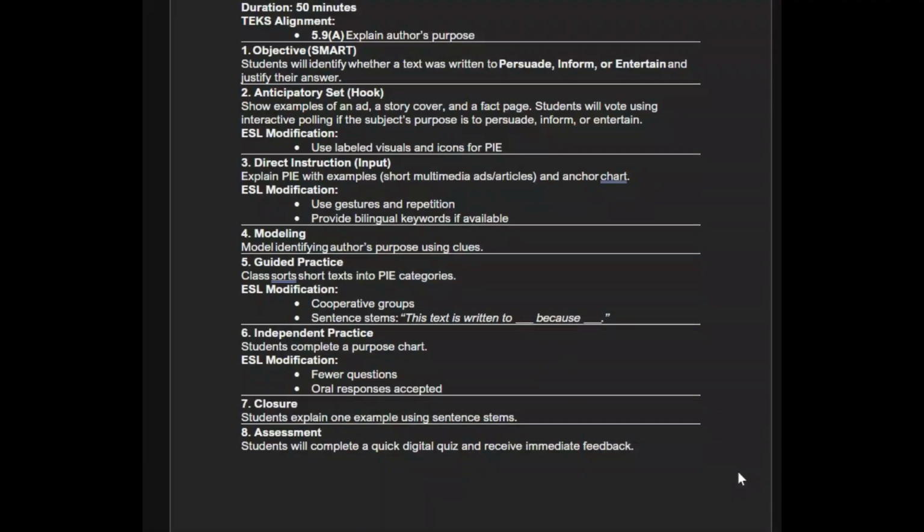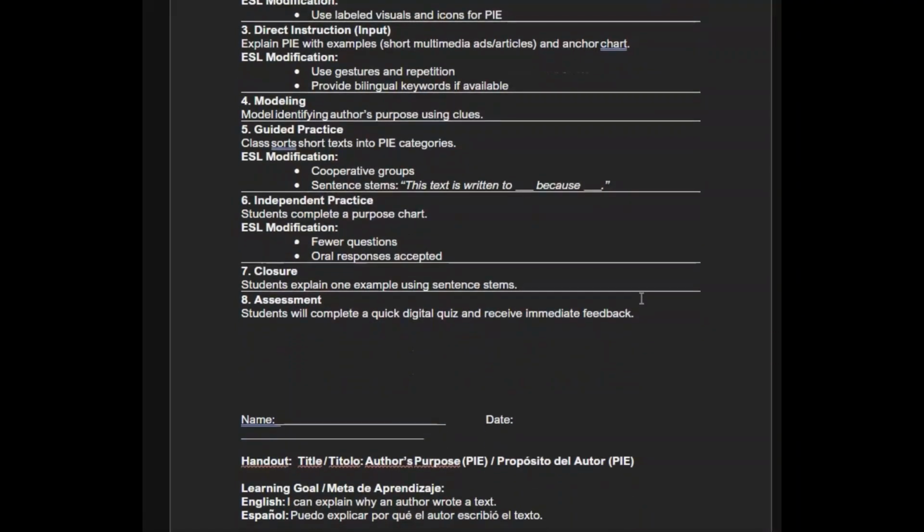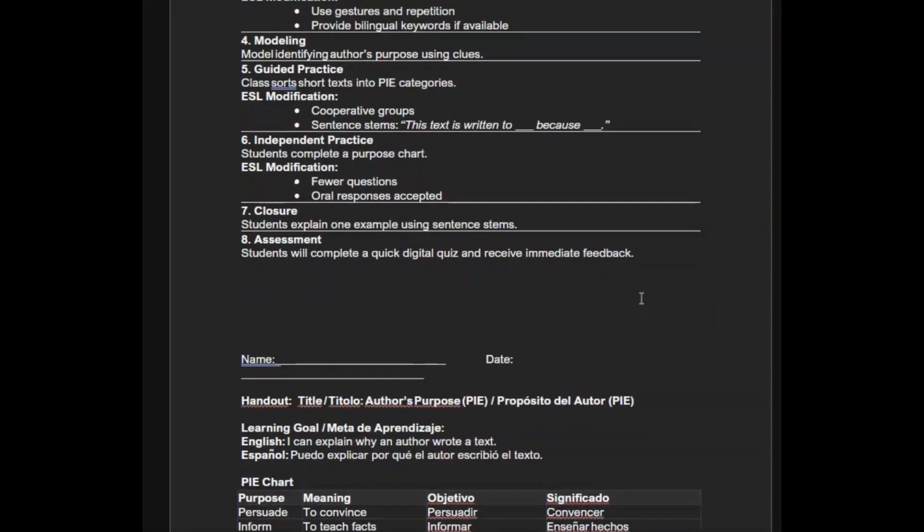We're going to go ahead and explain PIE with examples using short multimedia ads and articles and an anchor chart. For ESL modifications, we're going to use gestures and repetition just so they can kind of get a grasp using body language and provide bilingual keywords if they need it. For modeling, we're going to identify the author's purpose using clues. The guided practice is they're going to classify short texts into PIE categories.